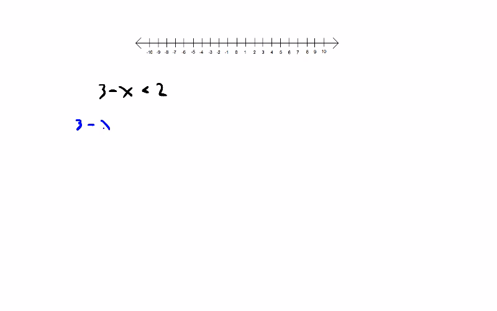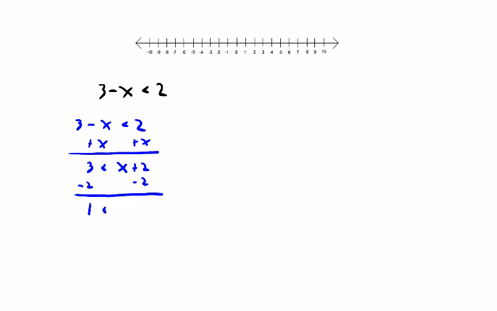So let me write this here. 3 minus x is less than 2. So I'm going to add x to both sides. And that will leave that 3 must be less than x plus 2. Now I will subtract 2 from both sides. So 1 is less than x.